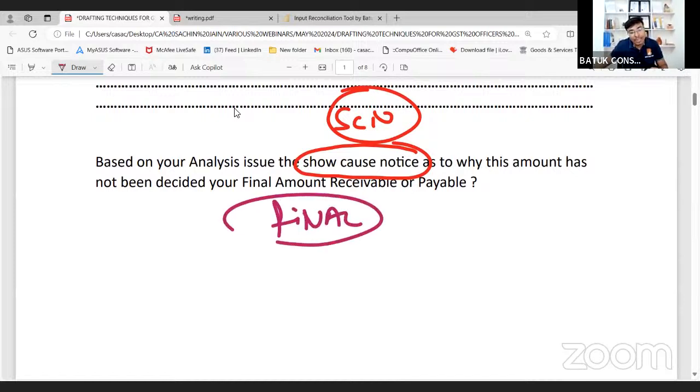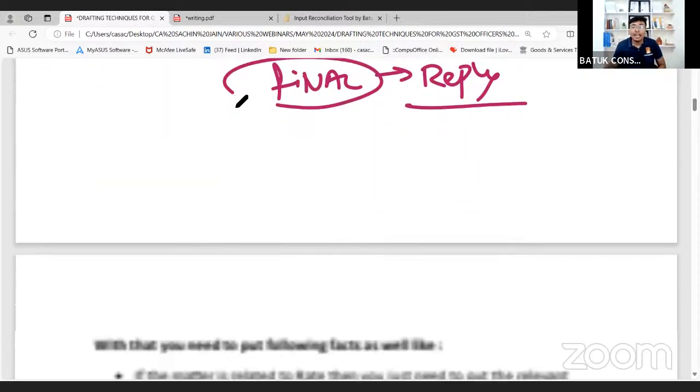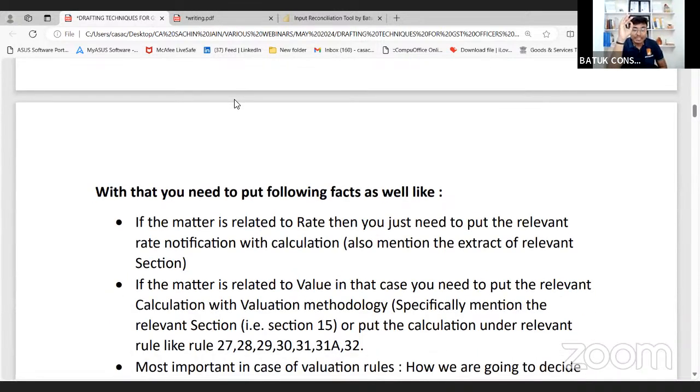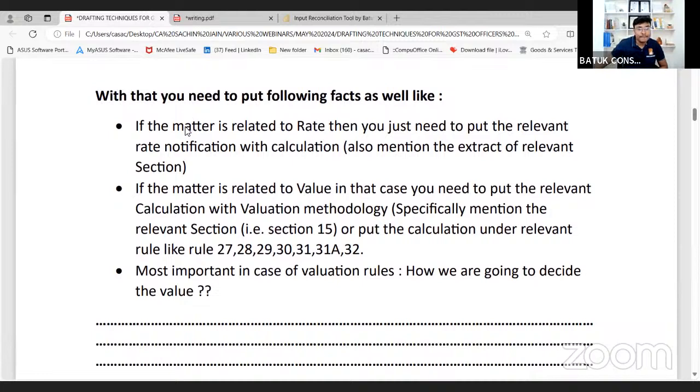If you have any issue in that, in that case you may provide a reply. Okay. So when we issue the notice, we collect the data and then issue the so-called notice for final assessment. Certain important facts are also very important in this specific situation. If the matter is related to rate, then you just need to put the relevant rate notification with the calculation.